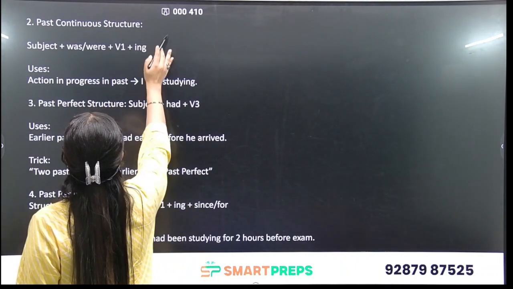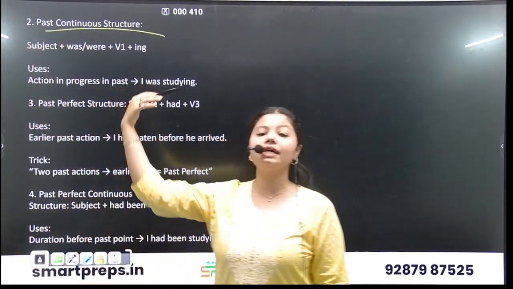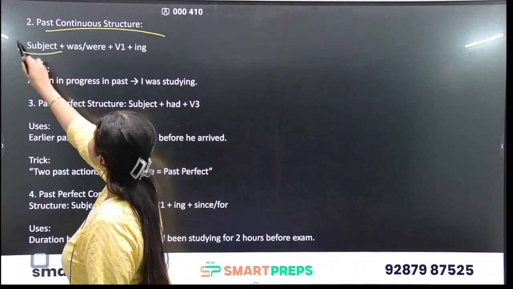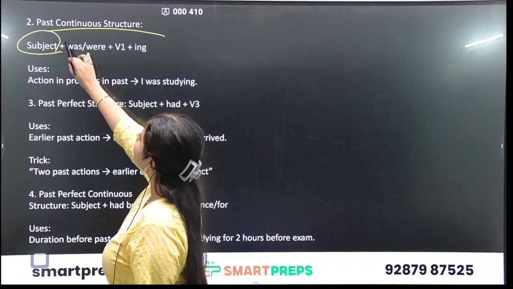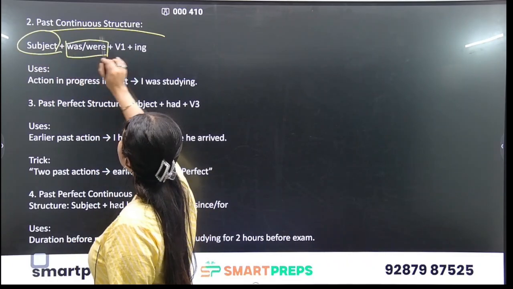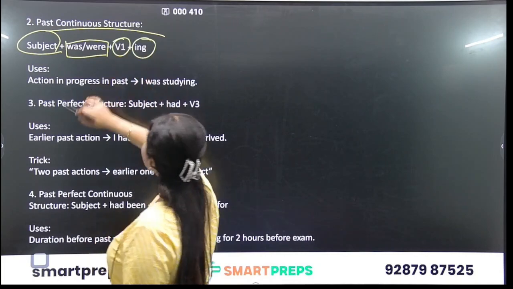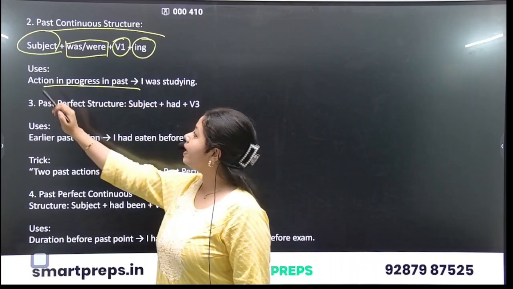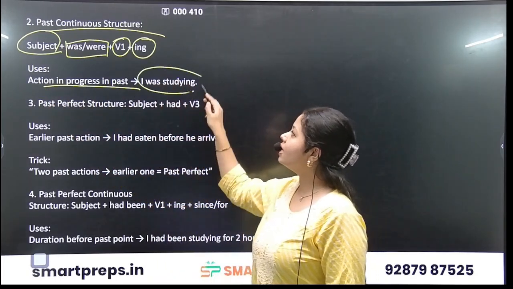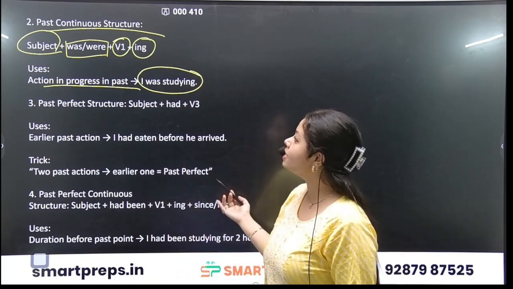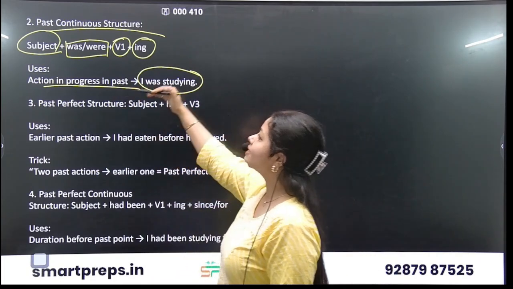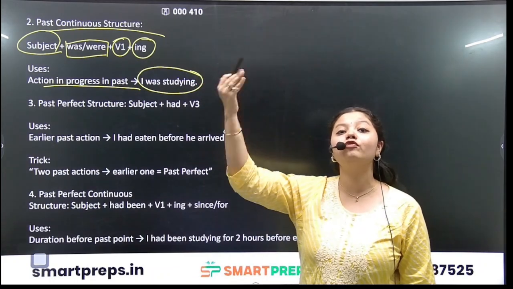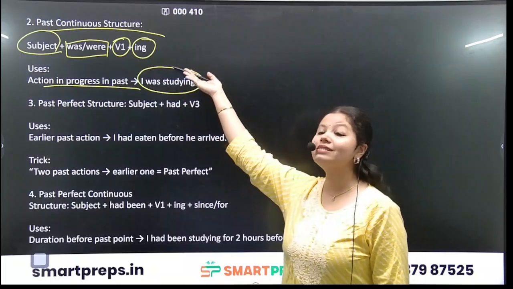Next is what? Past continuous structure, like how we studied about present continuous. Now we will be understanding past continuous. Past continuous structure will be subject plus we will be using was or were plus verb 1 and ing. Okay. So where will we use past continuous? Action in progress in past. I was studying. Action in progress in past. Whether action has a progress, but the action is performed when? In the past. That is why we are understanding it in the past tense.